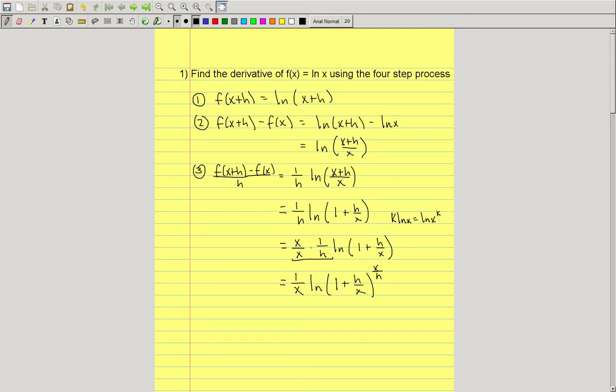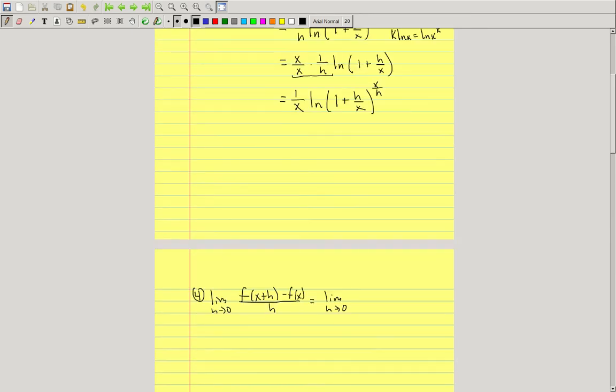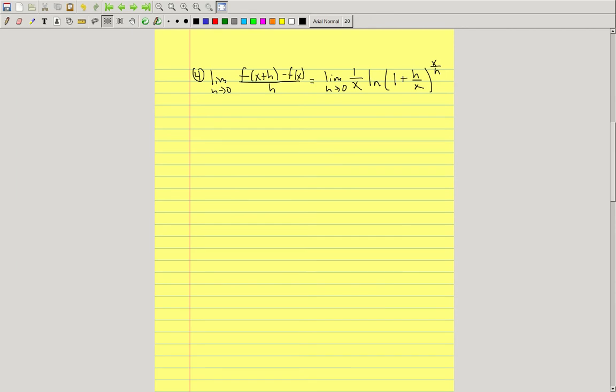Lastly, we would like to take the limit as h goes to 0 of our expression. So we have the limit as h goes to 0 of our difference quotient. And so we have the limit as h goes to 0 of our previous expression. All right, what do we do now?